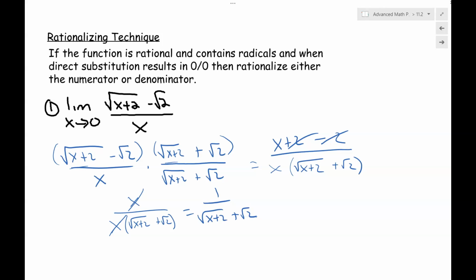Okay, what we've done is we've manipulated this function. So now what I want to do is the limit as x approaches 0 of 1 over square root of x plus 2 plus square root of 2. Now we do direct substitution, because we're not going to get a 0 on the top. We get the square root of 2 plus the square root of 2 then, right? Because 0 plus 2 is 2.